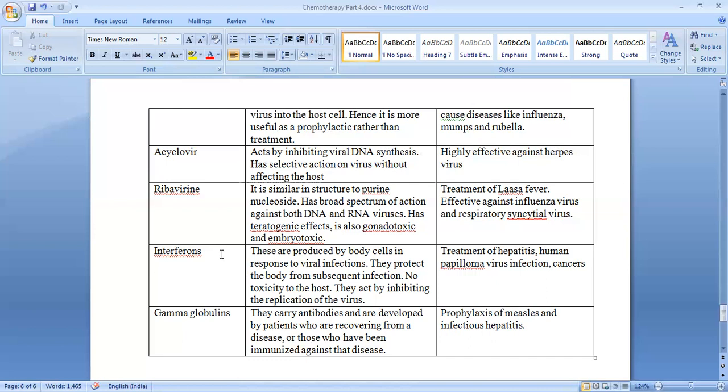Then gamma globulins are certain compounds which are also produced by our immune system. They carry antibodies. Okay, so if somebody has developed a disease, then after some time the antibodies against those harmful compounds will be formed inside their body by the immune system. These antibodies are developed by patients either who got the disease and are recovering from it, or if somebody has been given a vaccine. If they have been immunized against the disease, then when you give the vaccine, the body will develop antibodies, which are a part of the gamma globulin. So these gamma globulins have been used in prophylaxis, prevention of diseases like measles and infectious hepatitis.